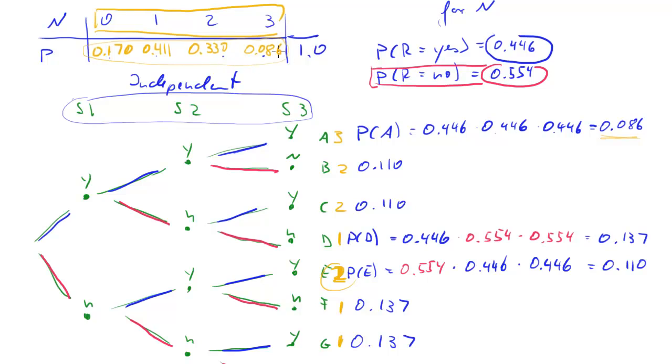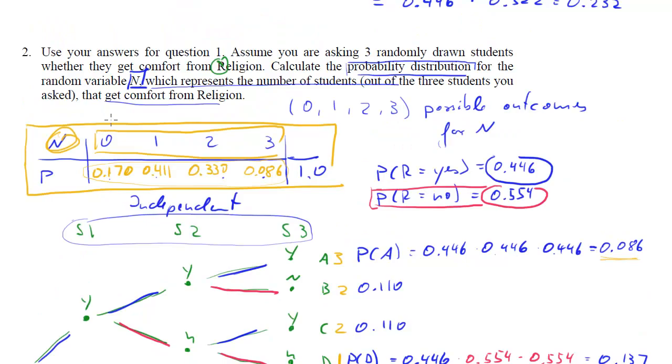Okay. So if you add all of these up together, we don't get exactly 1, and that is due to rounding errors. Okay, we get 0.997, if I see that right. Again, the rounding error devil has struck. So that was question 2. So this is now the probability distribution for our new random variable n, which was equivalent to the number of students that get comfort from religion out of 3 randomly drawn students.